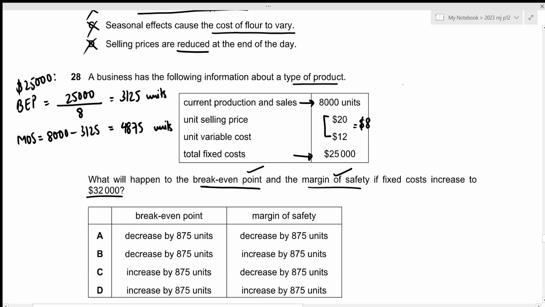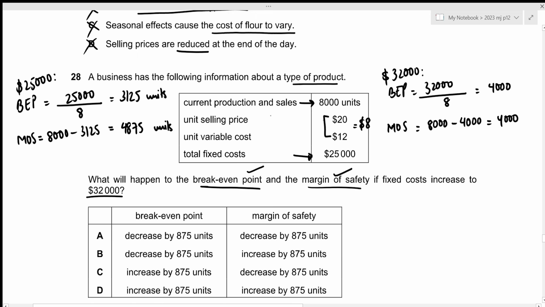Okay, now we need to figure out the same thing for 32,000 fixed cost. So our break-even point will be 32,000 divided by 8, which results in 4,000. And our margin of safety will be 8,000, which is the current production, minus break-even point of 4,000, which again results in 4,000. Now we need to compare the values.